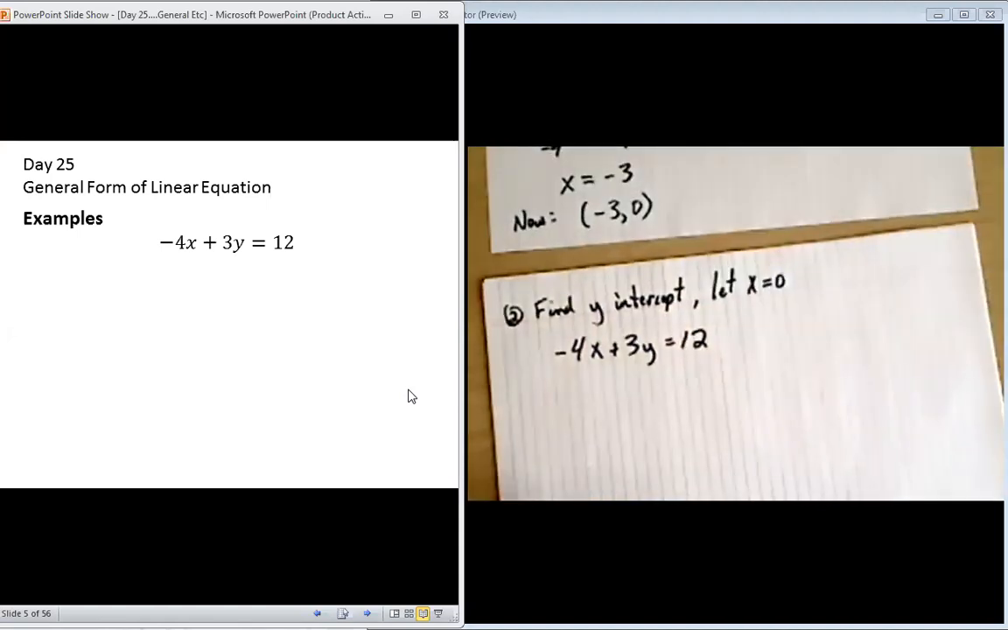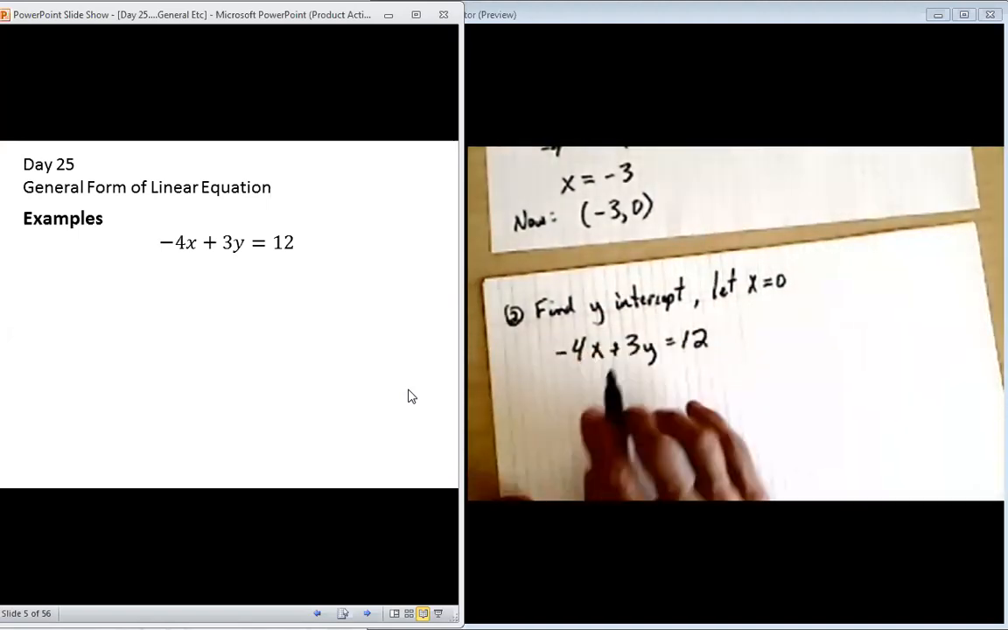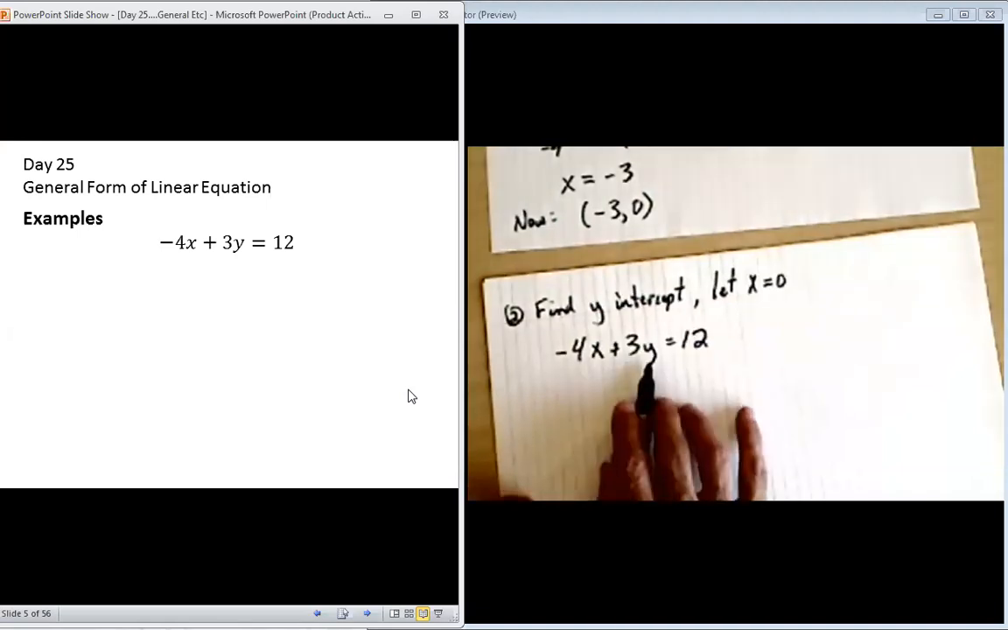And so we're going to let x equal 0 now for this one, because we're finding the y-intercept. Is it the opposite? For the y and the x, should the y be 3 and the x minus 4 instead, or is it the opposite way?